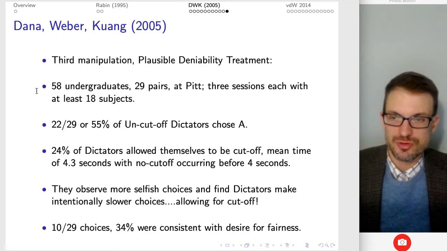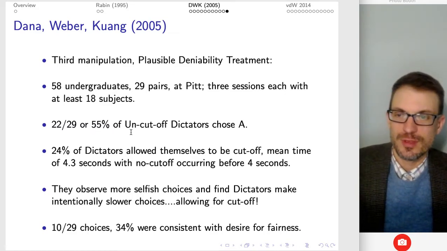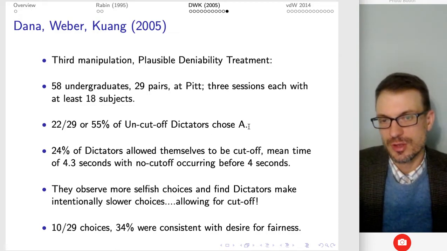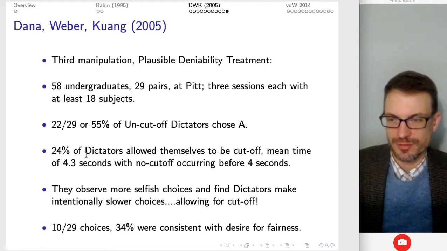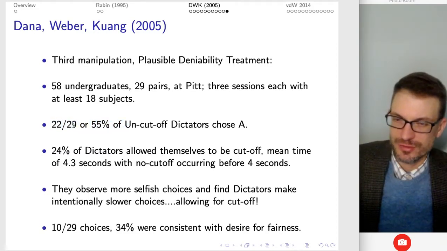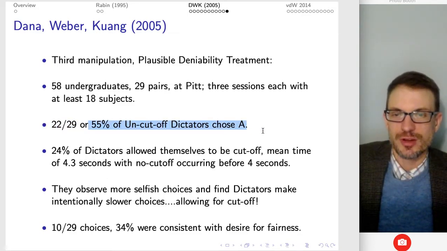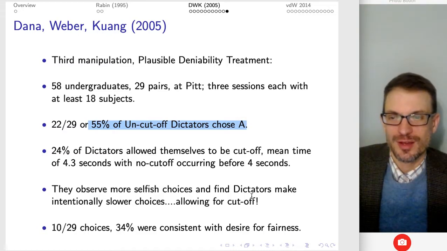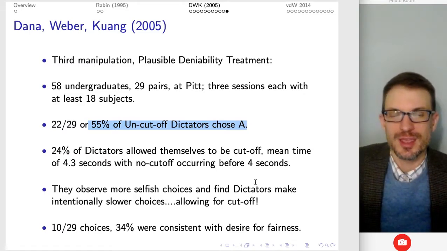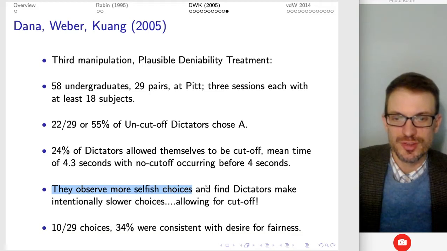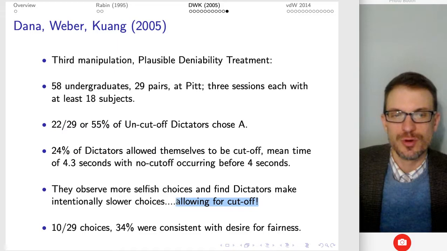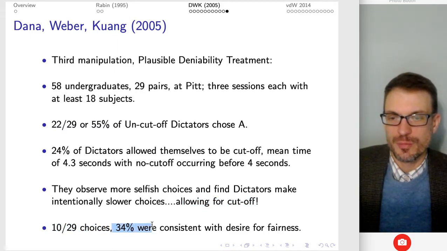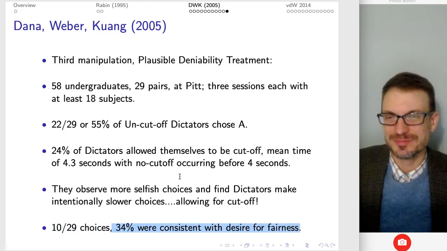In this plausible deniability treatment, 22 out of 29, 55% of uncut-off dictators chose A. 24% of dictators allowed themselves to be cut off, with a mean time of 4.3 seconds, with no cutoff occurring before 4 seconds. So almost a quarter of the dictators are just letting themselves be cut off. What's happening as a result is we observe more selfish choices and find dictators making intentionally slower choices, which allowed for cutoff. In 10 of 29 choices, 34% were consistent with a desire for fairness, which isn't very high. All right, so that's interesting.